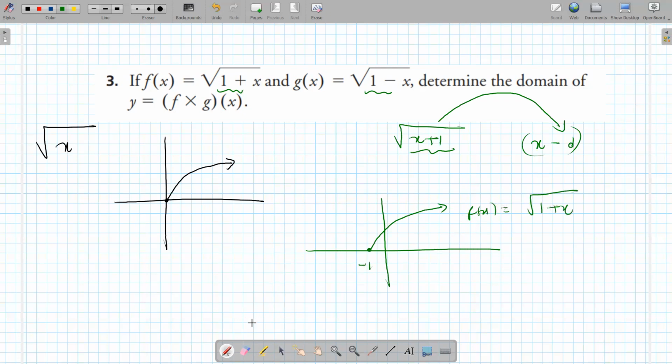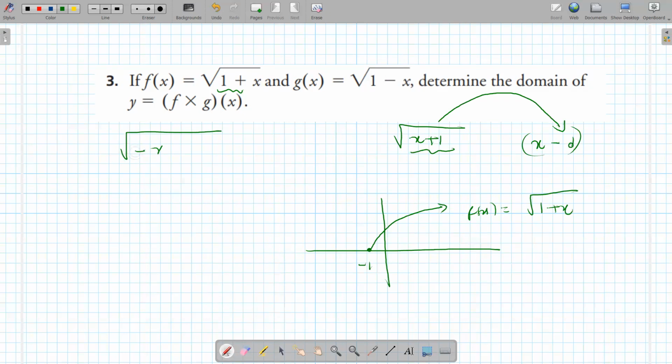1 plus x. For g of x, it's slightly more difficult because of the negative sign in front of the x. So for g of x, you can rewrite this as negative x plus 1, step 1.